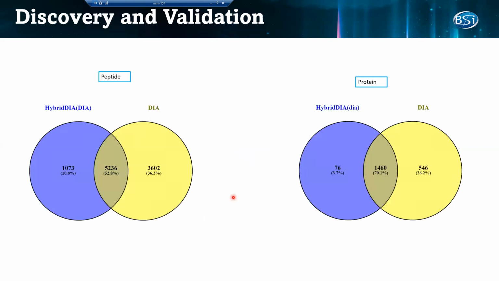And then we'll compare if in the DIA part of the hybrid DIA, you can get a similar result to the DIA search. So here I just use the Venn diagram to show the result. This is the peptide overlap. Here is the protein overlap. You can see that for the hybrid DIA, the DIA part can still get a comparable result to the conventional DIA. So that's the value of the hybrid DIA. We can do the discovery and the validation in one round.